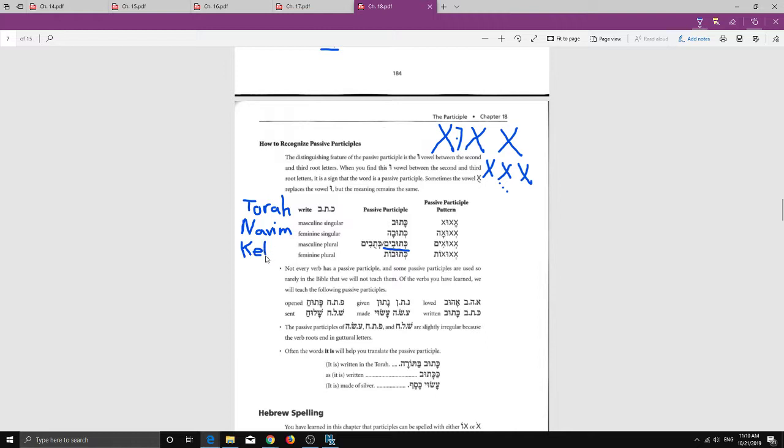I don't know why I'm spelling these in English. I really should have gone for Hebrew, shouldn't I have? But as I was talking, I wasn't paying attention to what I was writing.